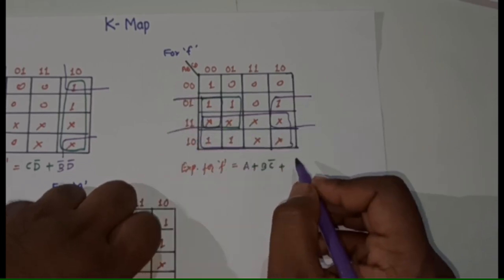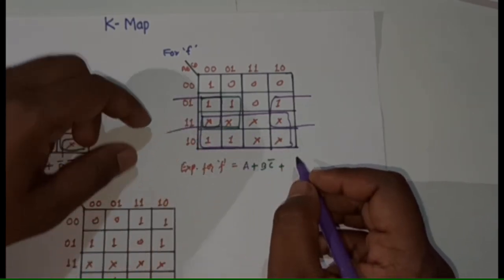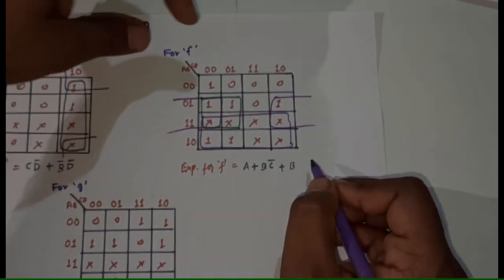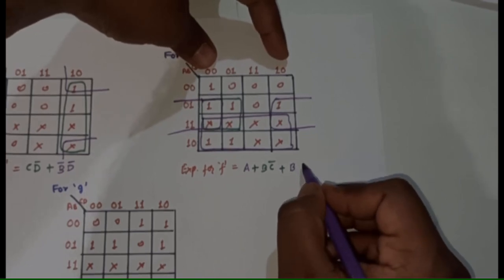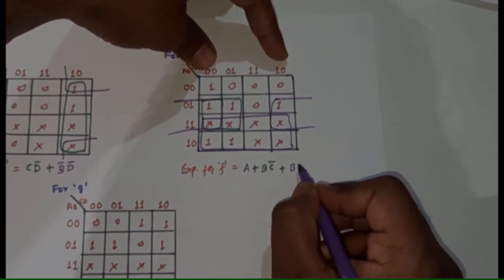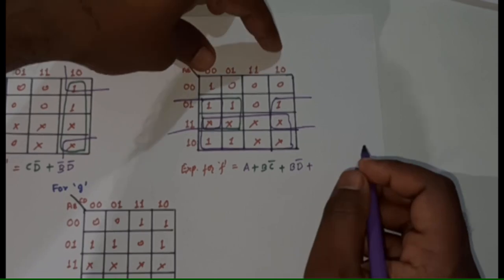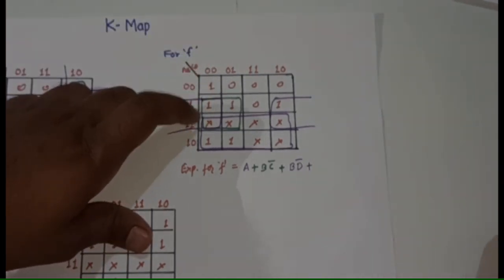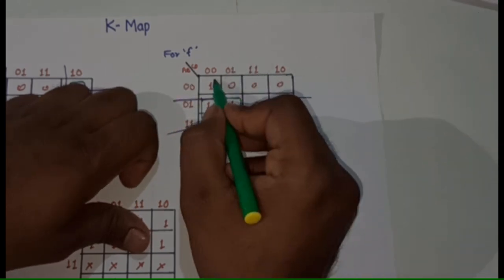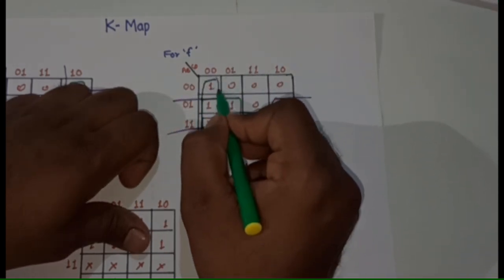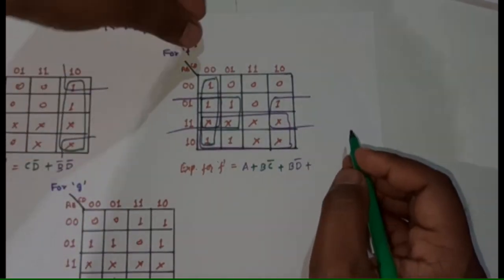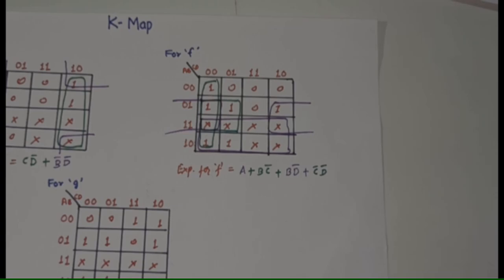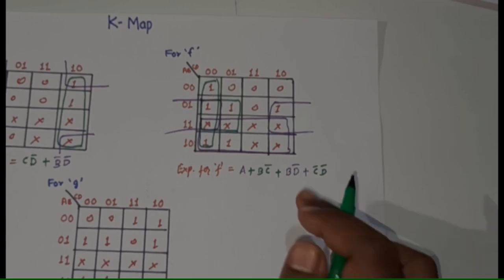values. A quad will give you 2 variables again. So here again B remains the same. In the columns, D remains the same but D is 0, so it is D bar, plus. Again we are left with 1, so this 1 will form a quad. Very good. In this quad, C bar is 0 and D is also 0, so we write C bar D bar.